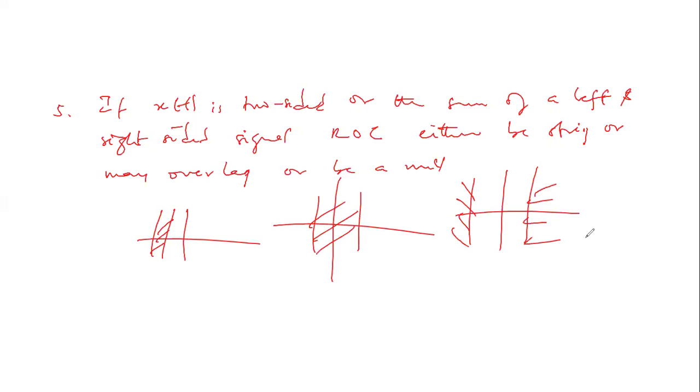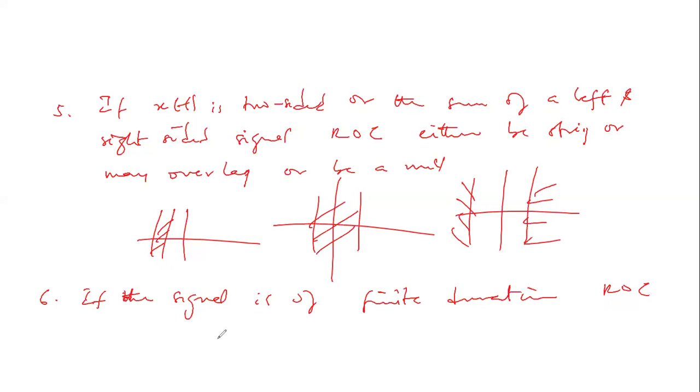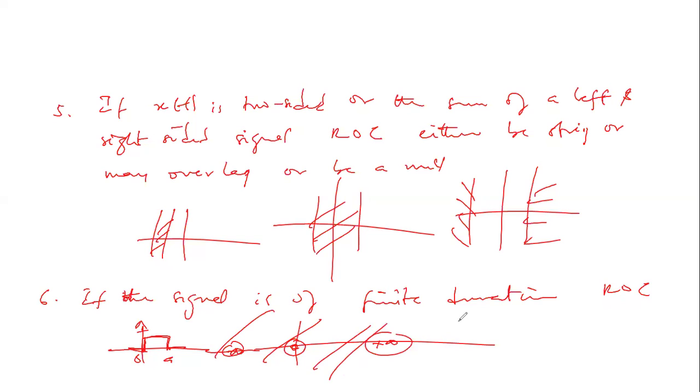Okay, and the final point, just before I take your question: if the signal is of finite duration, then the region of convergence will be the entire plane. So let's assume we have a signal like this. This is a finite duration signal, right? It takes on values from 0 to possibly A. So the region of convergence is going to include every part except s equal to negative infinity, s equal to 0, and s equal to positive infinity. Other than these points, every other part of the plane will be the region of convergence.